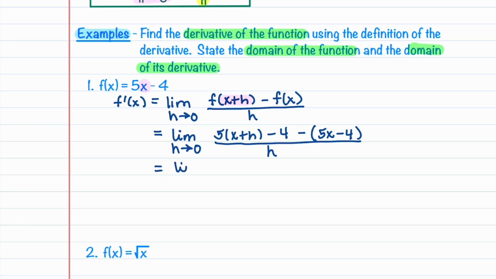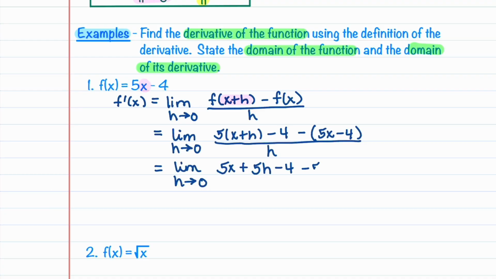Now all we have to do is just do a little bit of algebra. This is 5x plus 5h minus 4 minus 5x plus 4. Make sure that you carry this negative through to both this term and this term. And then all of this gets divided by h.